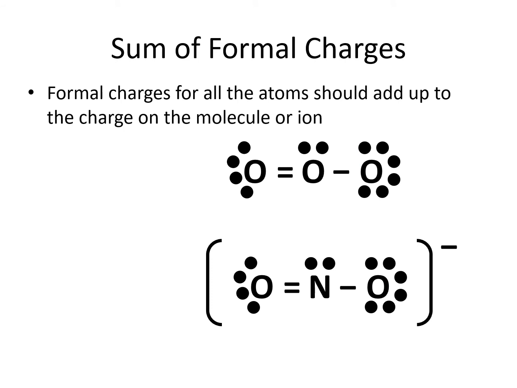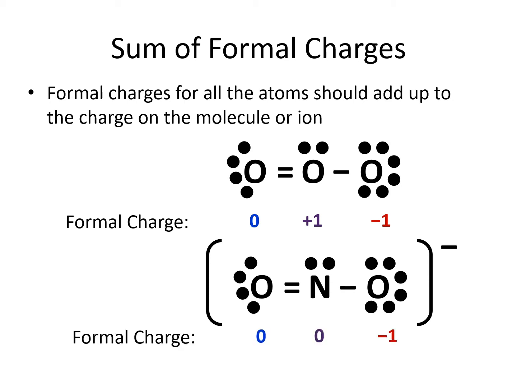The sum of the formal charges should add up to the charge on the molecule or ion. For a neutral molecule like ozone, the formal charges should add up to 0. In this case, 0 plus 1 and minus 1 add up to 0. For an ion like nitrite, the formal charges should add up to the charge on the ion. In this case, 0, 0, and minus 1 add up to -1.